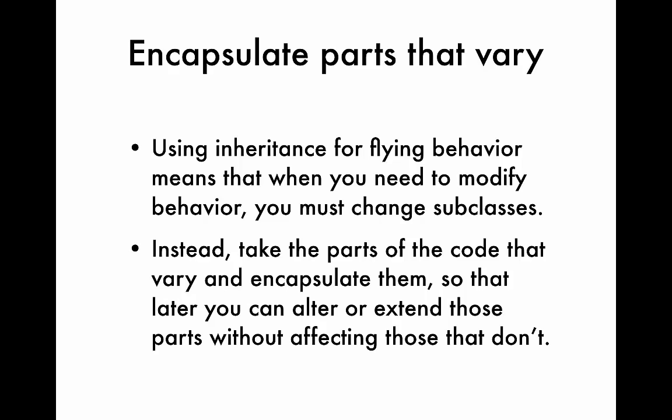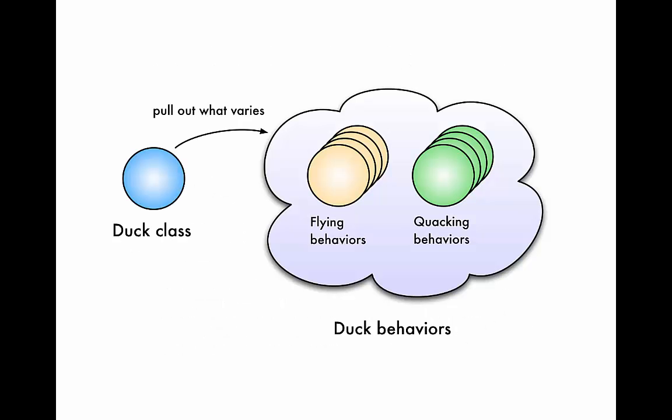Since flying behavior and quacking behavior vary, our new design is going to take them out of our abstract duck class. The abstract duck class will still be the superclass of all ducks, but the flying and quacking behaviors will be taken out and put into their own class structure. Each separate flying behavior will have its own class, and each quacking behavior will also have its own class. The different classes will contain different implementations of flying and quacking.